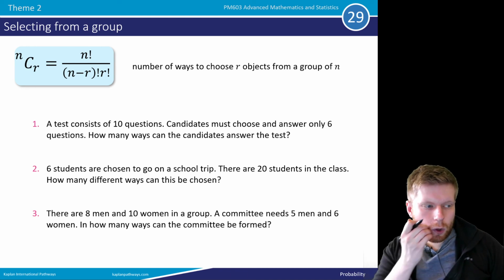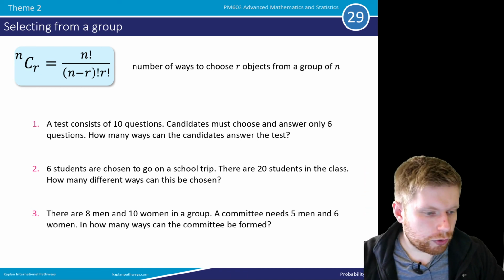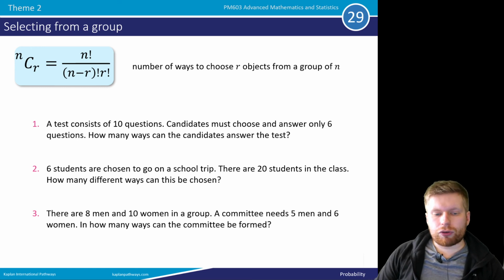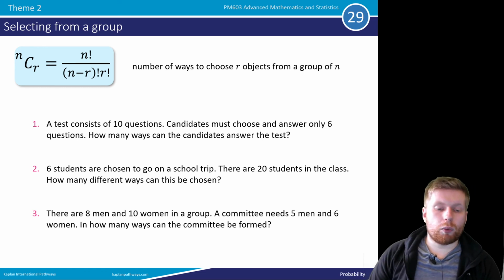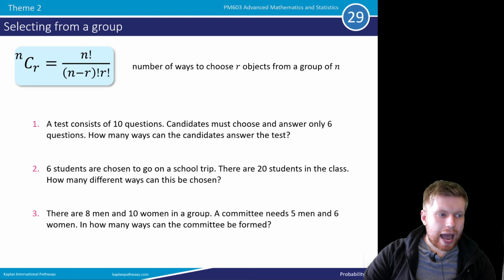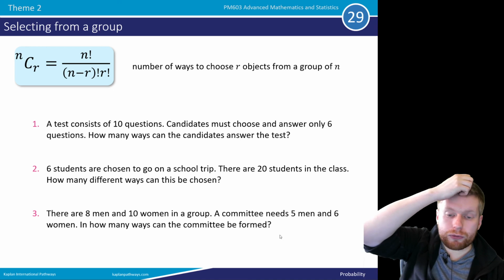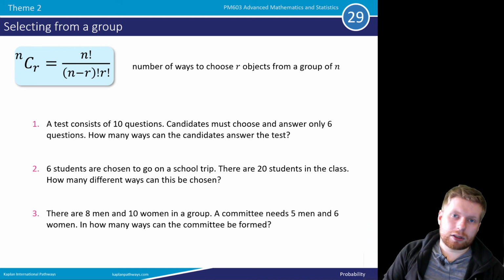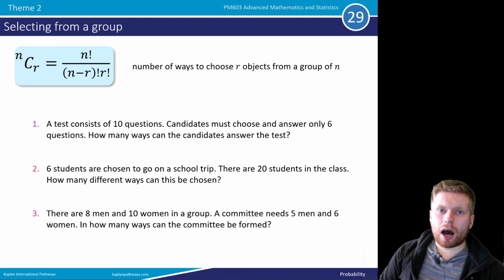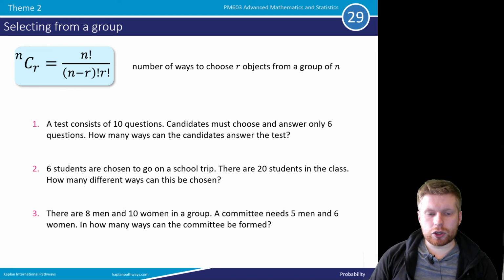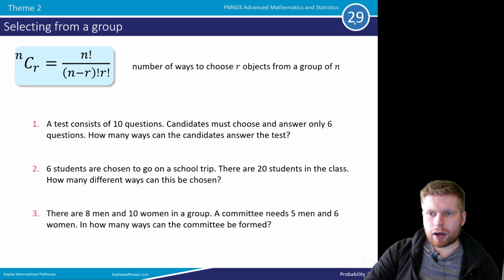Now the last one I'm not going to go through now. Instead, I'm going to ask you to go through this as part of the weekly task. In this question, there are 8 men and 10 women in a group. A committee needs 5 men and 6 women. In how many ways can the committee be formed? Please can you answer that and upload the weekly task to Flipgrid, same as usual. That's question 3 on slide 29 of theme 2. Can you have a go at answering that for homework?